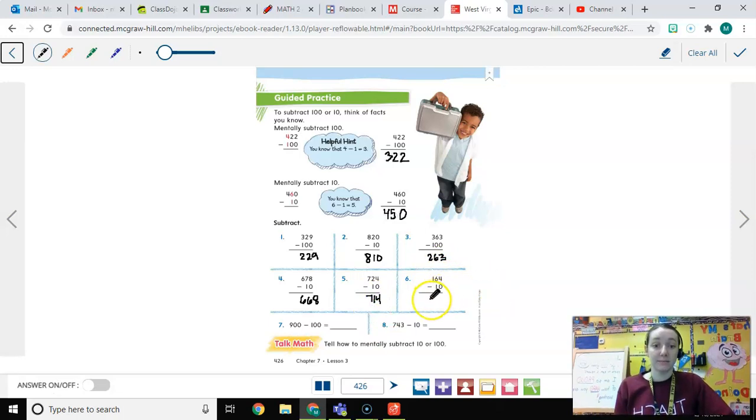164 minus 10, 154. Again, it's just changing the place that it is in, either the tens or the hundreds. So now look, we don't even have it lined up like this. 900 minus 100 is 800. That's kind of like what we did with our lesson yesterday, because I know 9 minus 1 is 8. 743 minus 10 is going to be 733 because it's 10 less in that tens place.